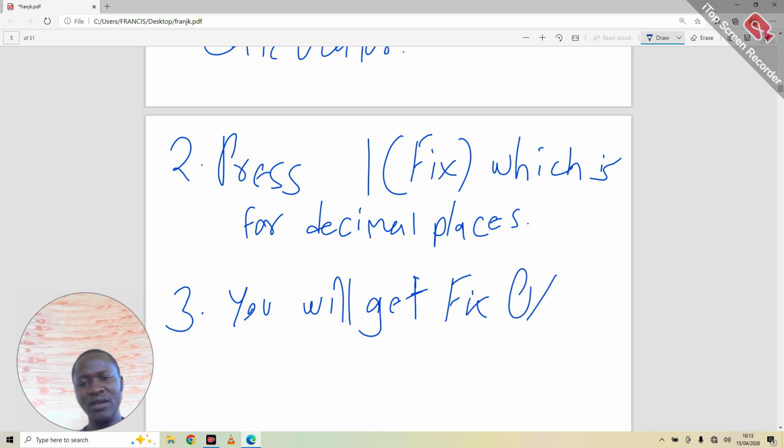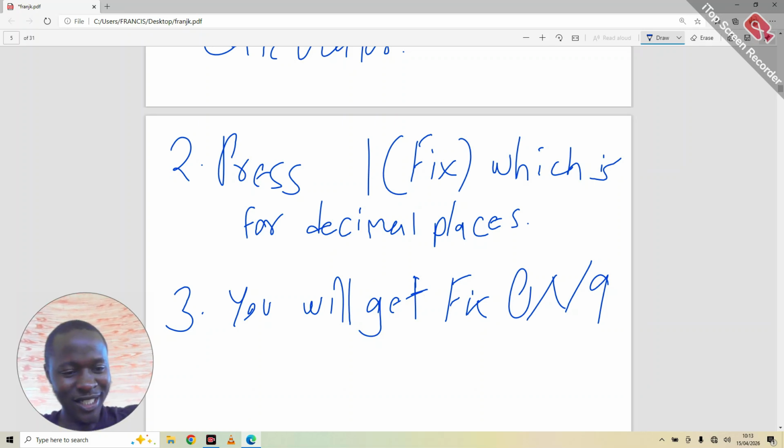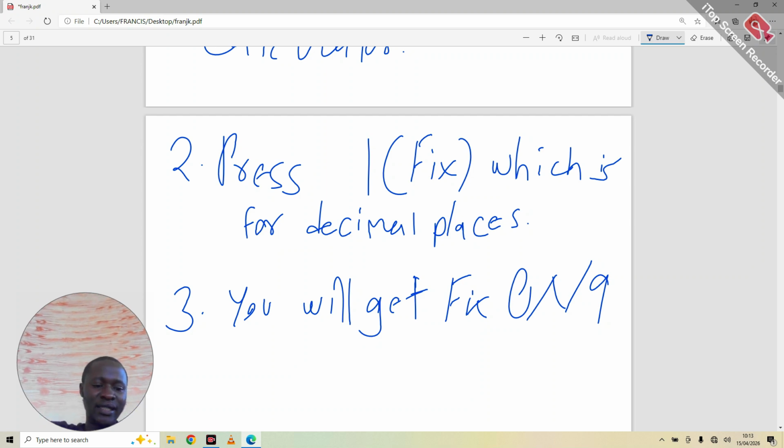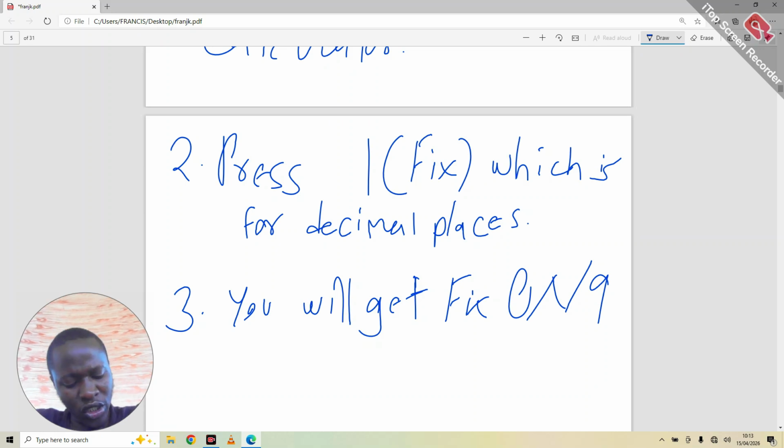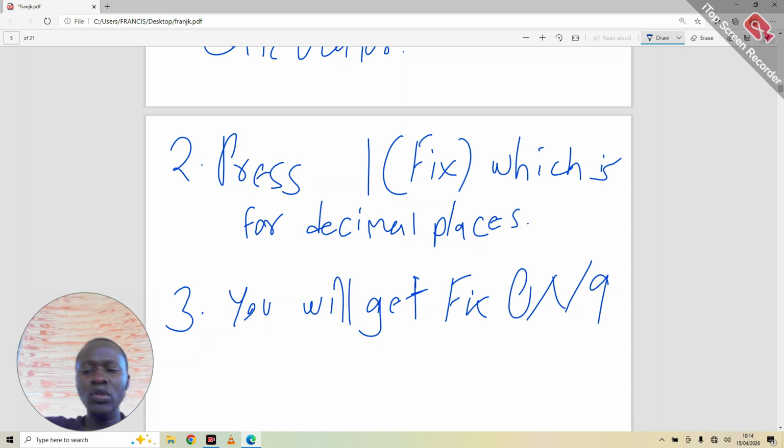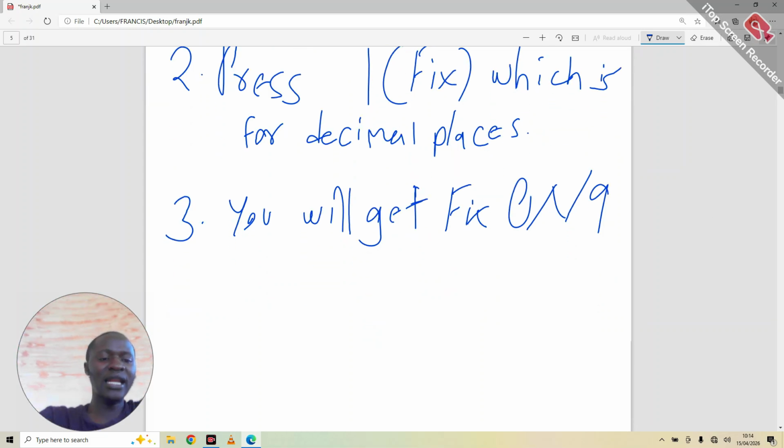We have a range 0 to 9, which means how many decimal places you have been asked for in the question. If it is 1, 2, 3, 4, 5, and so forth decimal places, then press the number you have been told to express to certain decimal places. So let us use the previous examples.